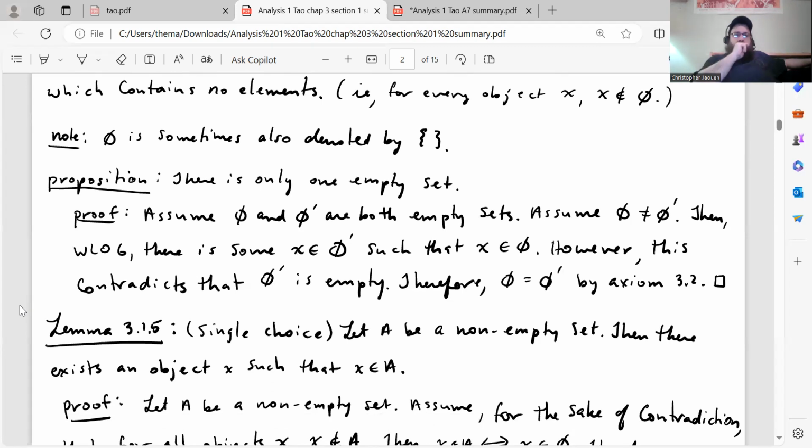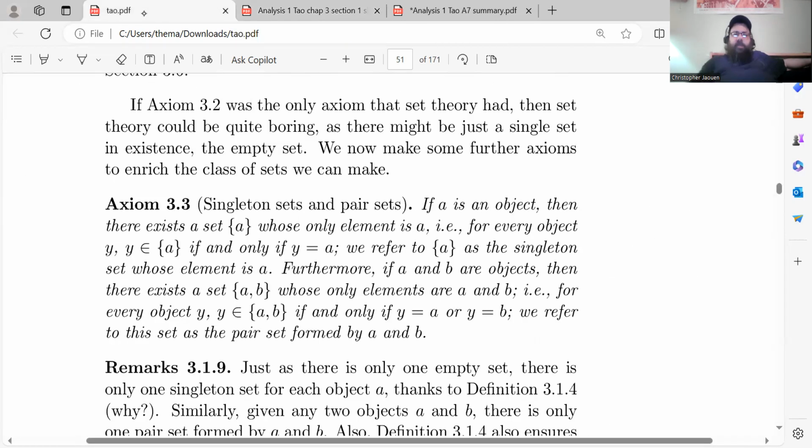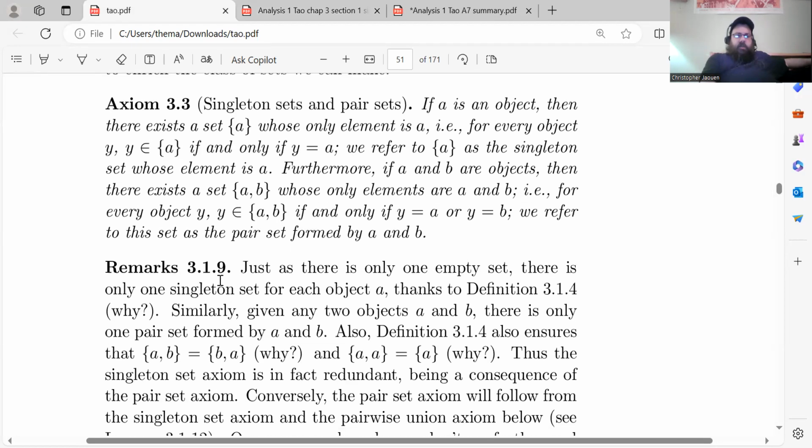Now, when I write something like this where I say proposition and notice that it's not numbered, Tao always numbers his propositions. In my notes, when you see something where it just says proposition, what I'm doing is answering a question from the book. For example, in remark 3.1.9, he says, just as there's only one empty set, there's only one singleton set for each object a, thanks to definition 3.1.4, and he asks why.